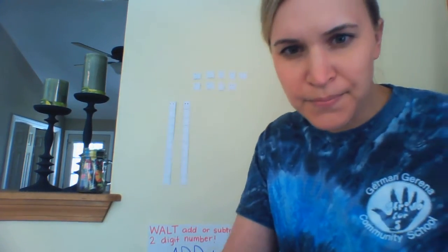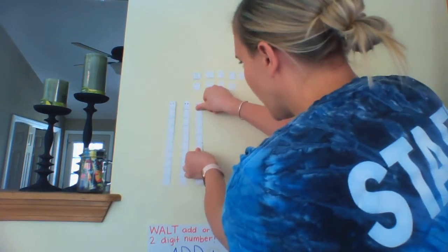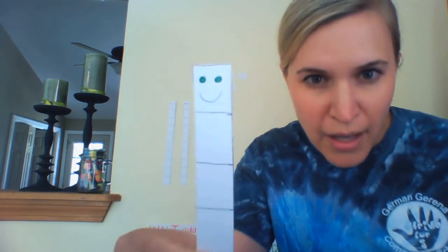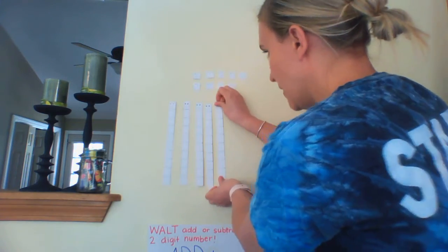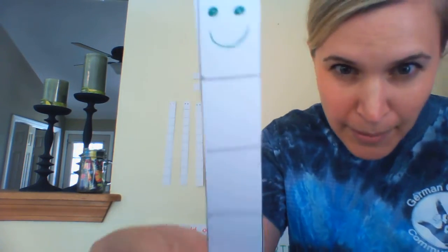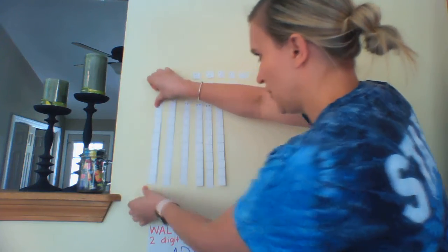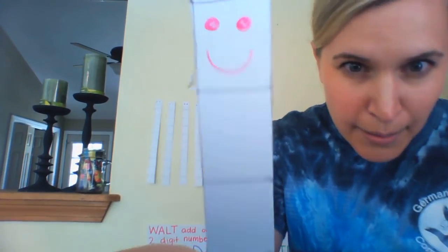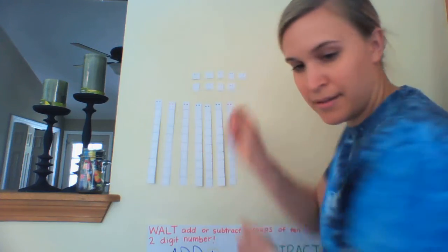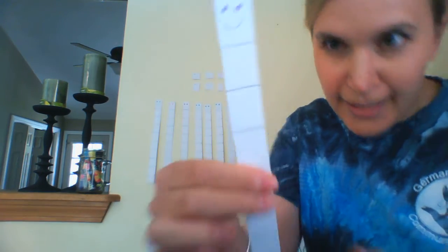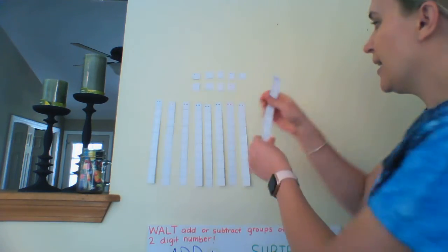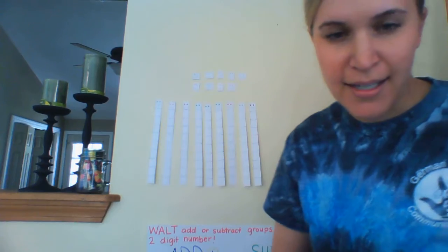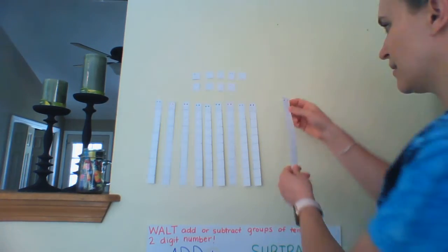two groups of 10, three groups of 10, four groups of 10, 5 groups of 10, 6 groups of 10, 7 groups of 10, 8 groups of 10, 9 groups of 10, and 10 groups of 10.